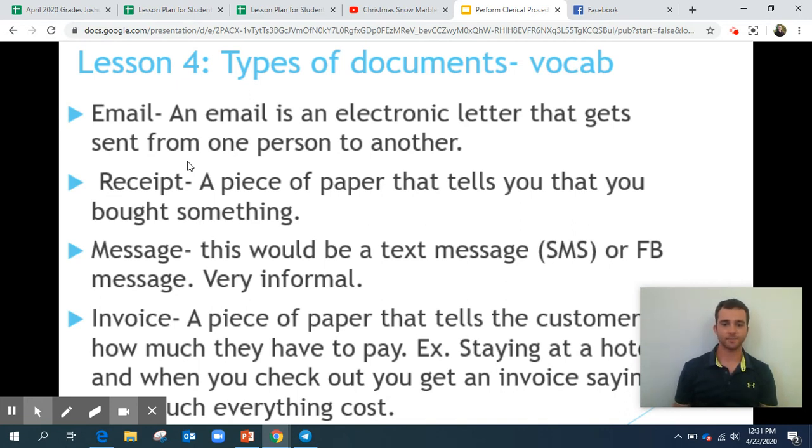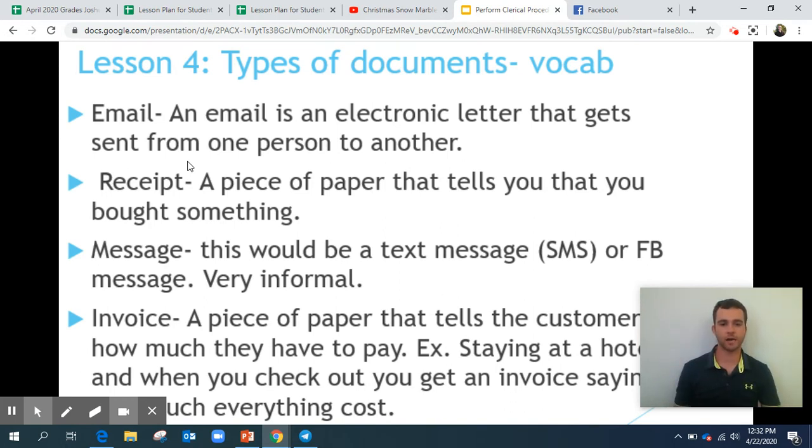A receipt. A receipt is a piece of paper that tells you that you bought something. So if I go to a restaurant and order food, at the end they give me a receipt, and it says Teacher Josh ordered the spaghetti, the pizza, the beef lok lak, the fish amok. It tells me that I bought these things and how much it cost. But it's an actual piece of paper, a small piece of paper.